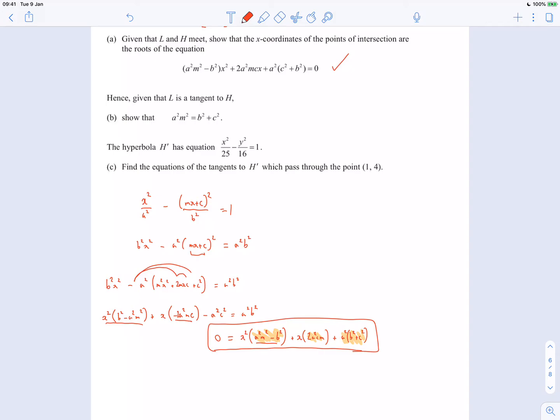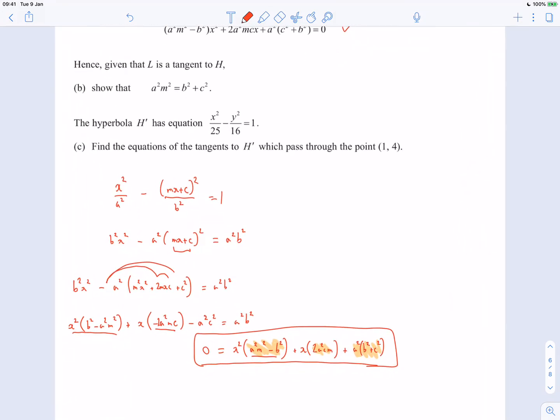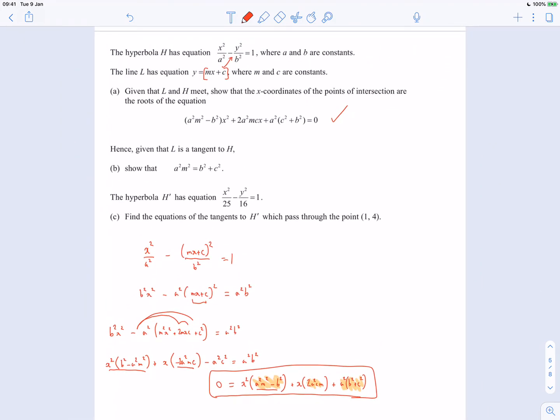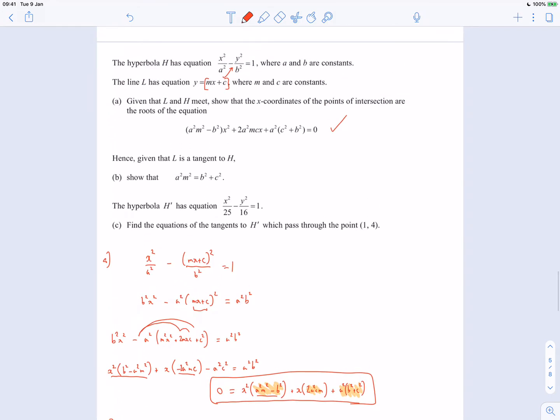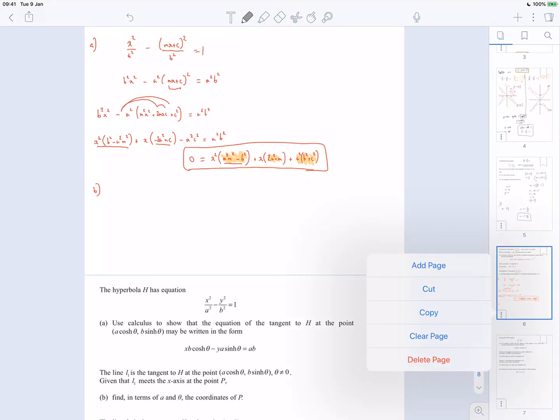Hence, given that L is a tangent to h, interesting, show that a squared m squared equals b squared plus c squared. Okay, so this is part A. Part B, how do we know what a tangent to a hyperbola would be? Okay, well I'm definitely going to need more paper for this.